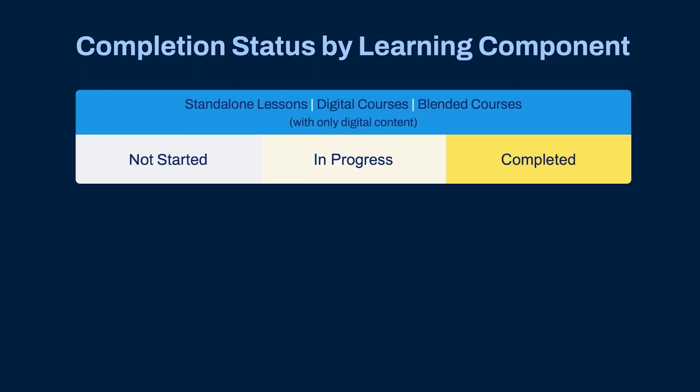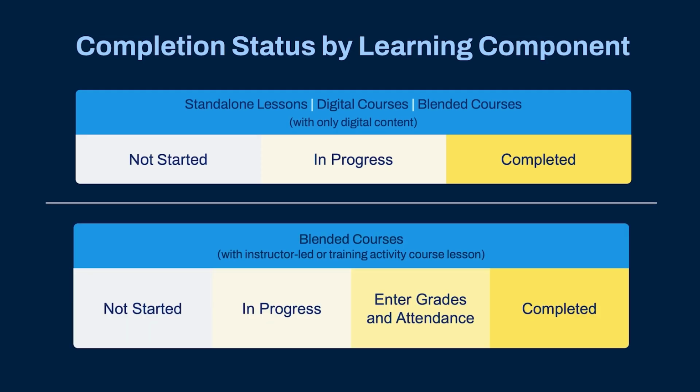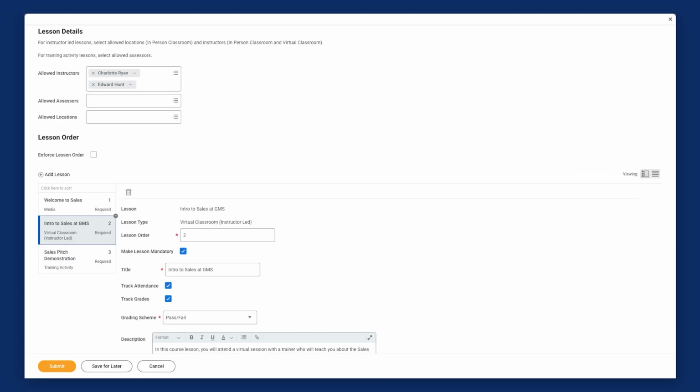When creating learning content, the fields you select directly influence how Workday calculates the completion status. For example, standalone lessons, digital courses, and blended courses with only on-demand content automatically transition to a completed status once the learner consumes all the material. However, blended courses with instructor-led or training activity lessons may require additional information, such as attendance and grade results, to calculate the completion status. Therefore, Workday recommends that you are intentional about the fields you select.